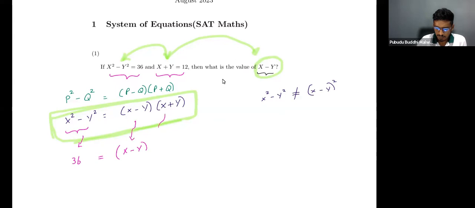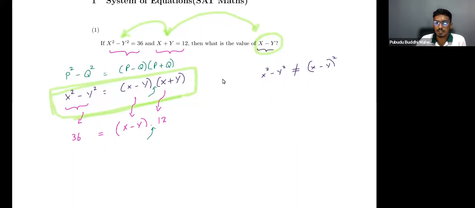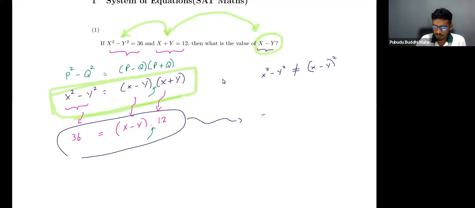Then x plus y equals 12. So I can substitute 12 here. That's multiplication between x minus y and x plus y. So here we have that multiplication symbol. Now, can you solve this one for x minus y? Think about x minus y as a single term. Consider that entire term as a single term now, because we are not going to compute x and y separately.